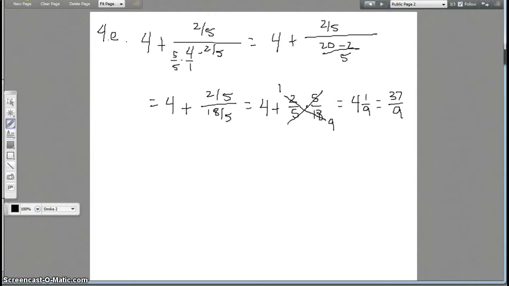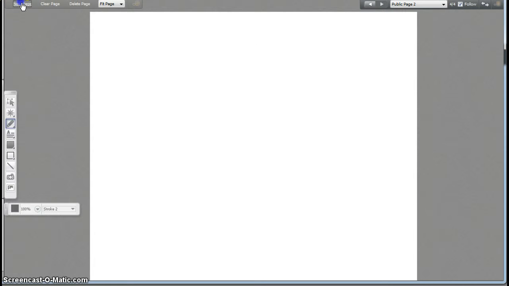Okay, so that was number 4, which is just like number 7. Let's look now at number 5. Number 5 says simplify. So let's look first at part A. We have (x plus 2) over 3 divided by (x plus 3) over 2. Well, this is a simple problem of dividing with fractions.